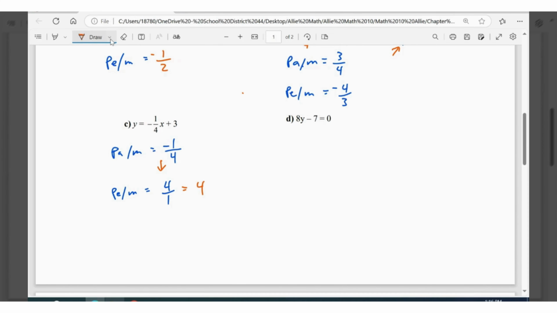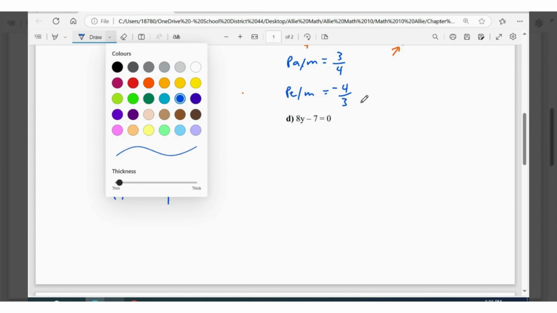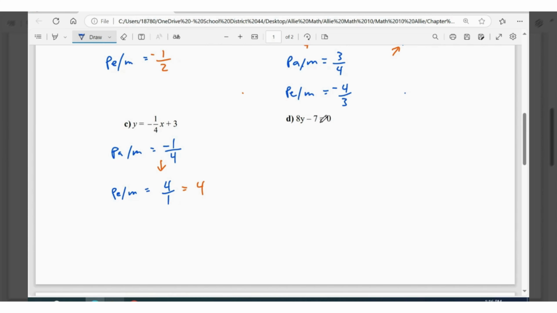And our last one, I wanted to include this. It's a little tricky, and we just need to think about it for a little bit. So here we only have a y. I want our y to be by itself, and I'll show you what that looks like. I want to add 7 to each side.